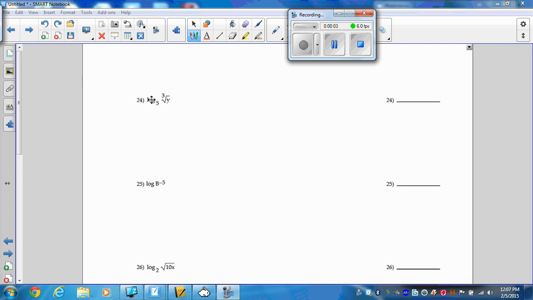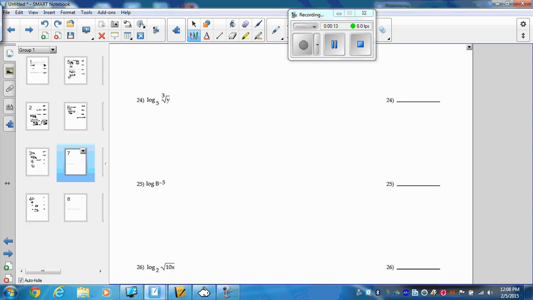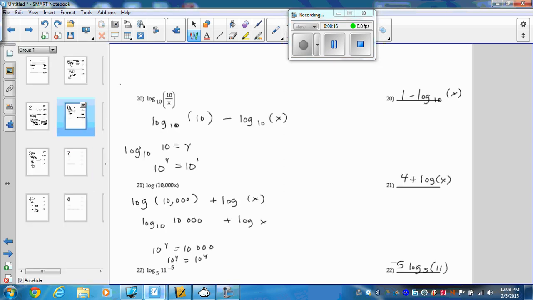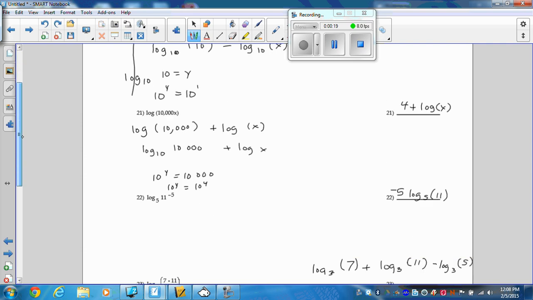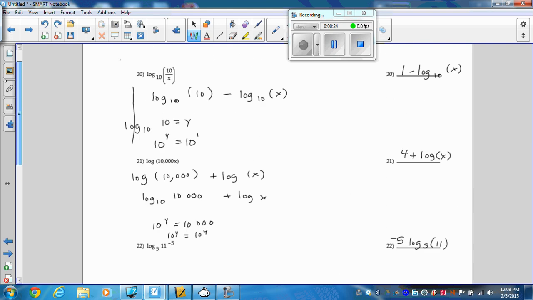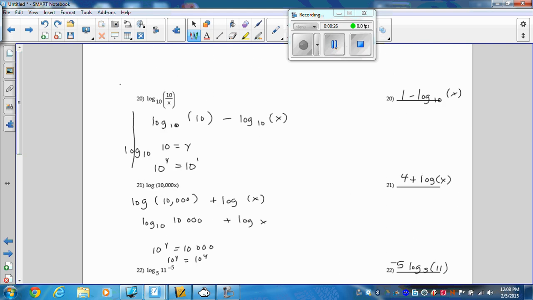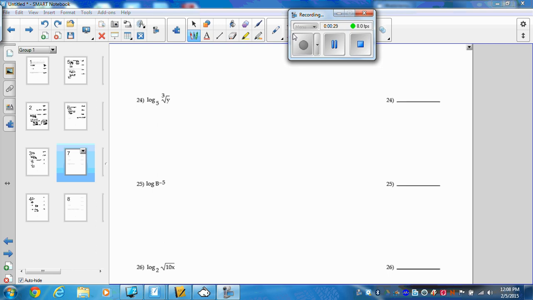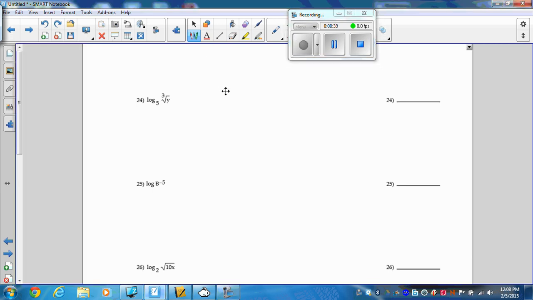So here we have part 3, beginning with question number 24. And just to refresh our memories, we're supposed to write this in expanded form. Use the properties of logarithms to expand the logarithmic expression as much as possible.